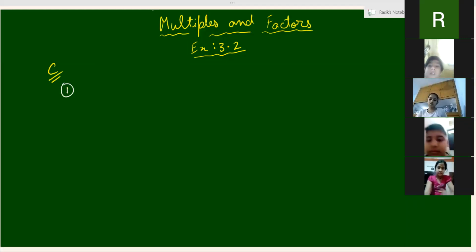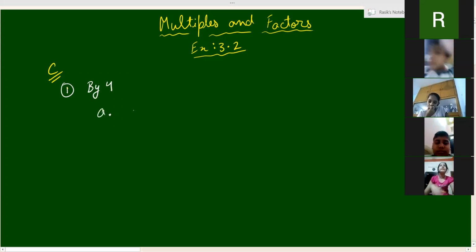Yes, question C, first part. We have to check the divisibility of A, B, C. You can see three numbers written in A, B, C. We have to check the divisibility of these numbers by 4. So number A is 1424. We have to check the divisibility of this number by 4.